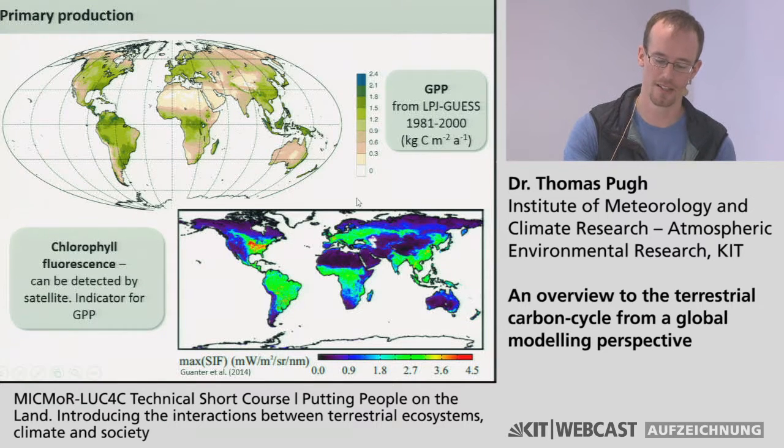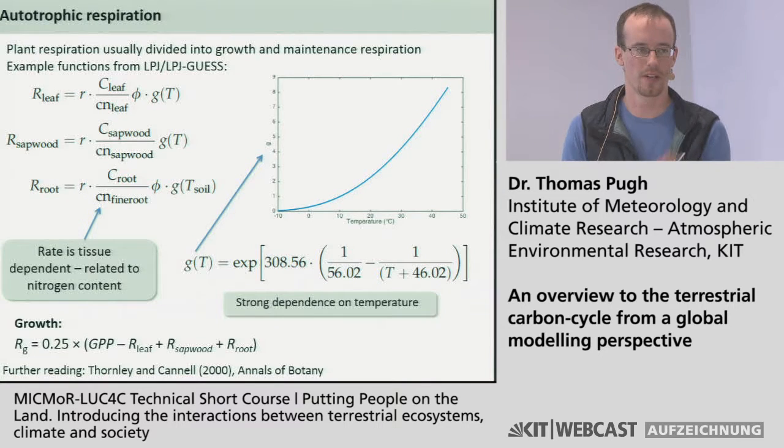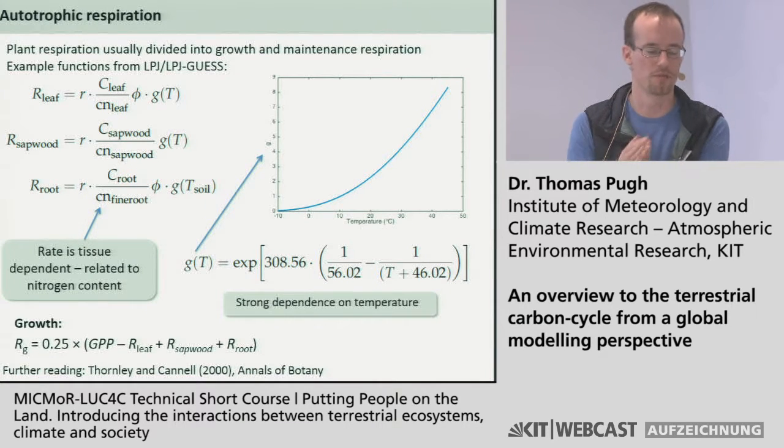And you can see that this indicator here has a very similar spatial layout to the model, with the exception of this little bit in northeast America, which I'll come back to later. So that's production. What about respiration? Respiration we usually do much more simply than we do production.